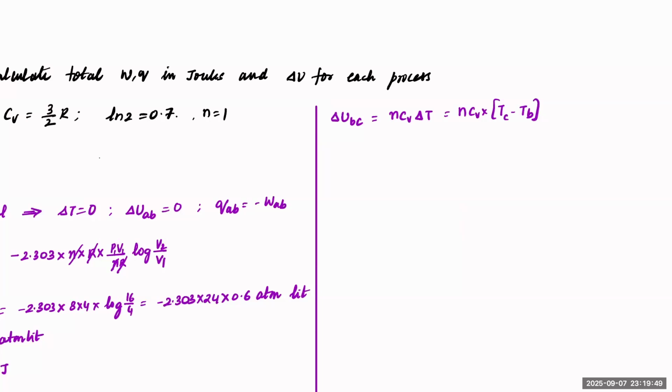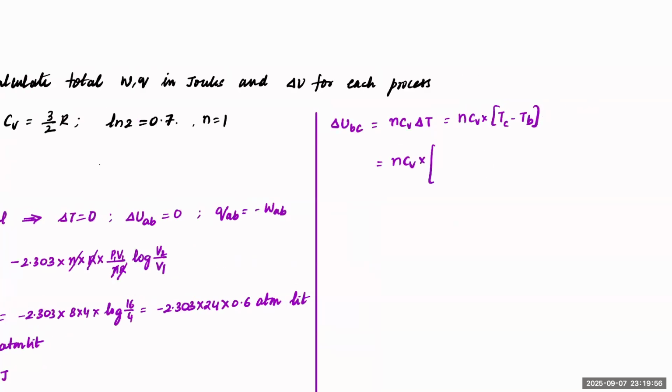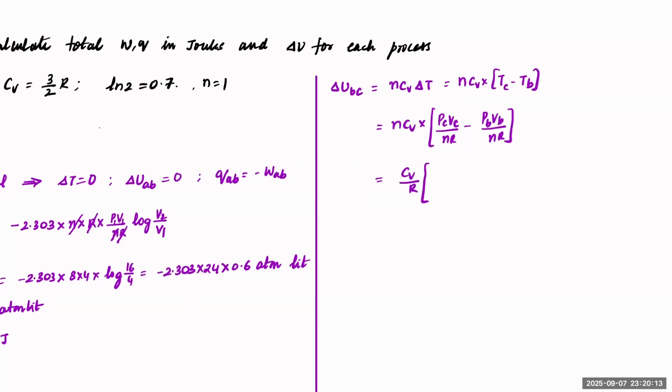So from here I can write n Cv into temperature change as PC VC by nR minus PB VB by nR. If I bring these terms outwards, we get Cv by R into, since pressure is constant, PC is equal to PB, so pressure can also be brought out. That will be equal to VC minus VB.